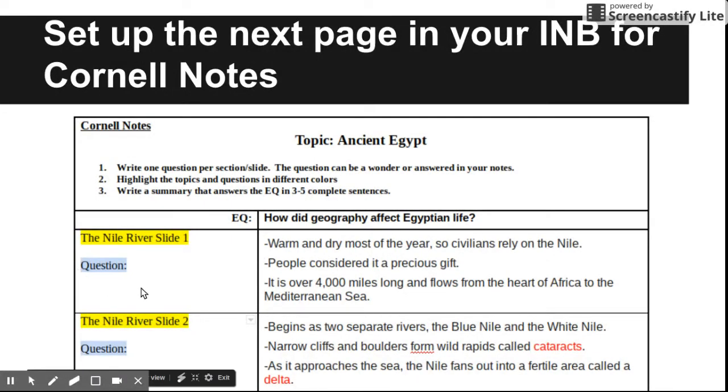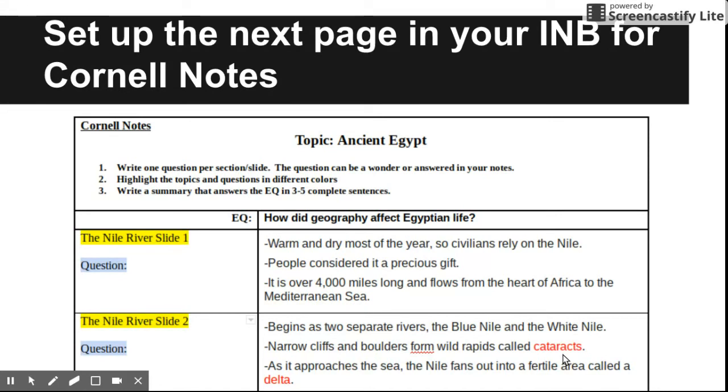That's going to be highlighted in another color. And then any vocabulary or any other words like that, any important names, you're going to want to put in a third color. So your topic is highlighted in one color, your question is highlighted in a second color, and then vocab and other important words in your notes are going to be highlighted in a third color. So you always need to make sure you have 3 highlight colors.